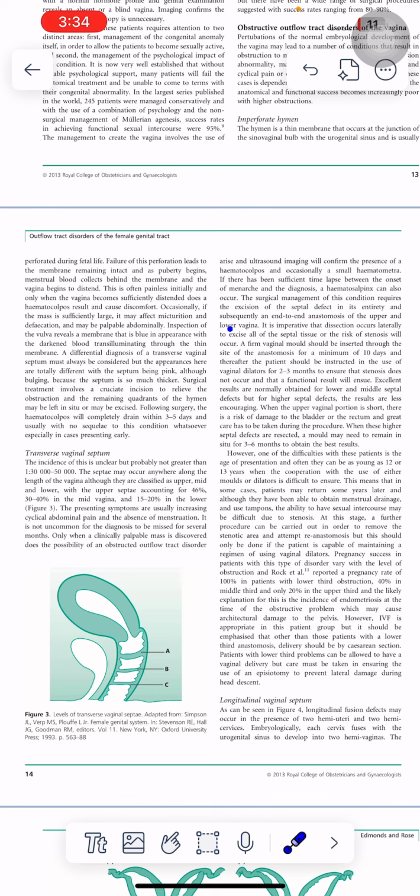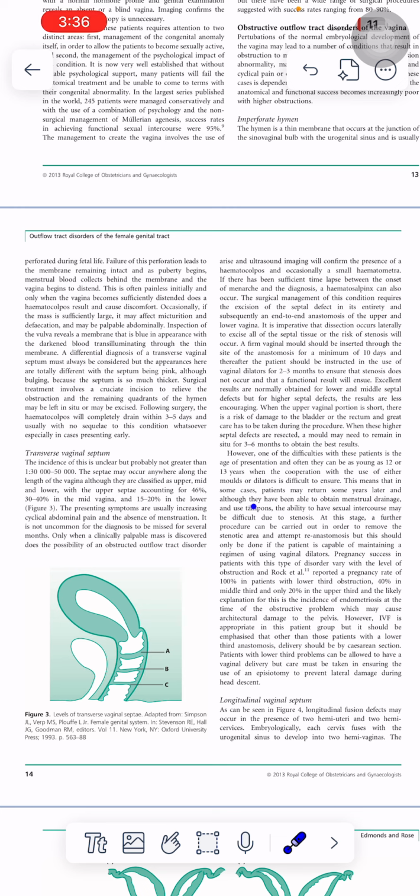When higher septal defects are resected, a mold may be kept in situ for 3 to 6 months to obtain a better result. For the middle and lower, we have to give a vaginal dilator for 2 to 3 months, but if the upper part is resected, then molds should be used. There are special molds in the shape of a vagina, which have to be retained for 3 to 6 months. However, there is difficulty with patients presenting at an age as young as 12 or 13 years, when cooperation with the use of either molds or dilators is difficult to ensure.